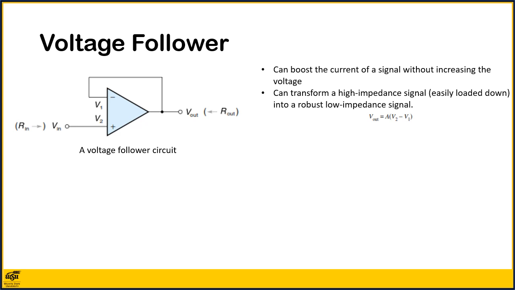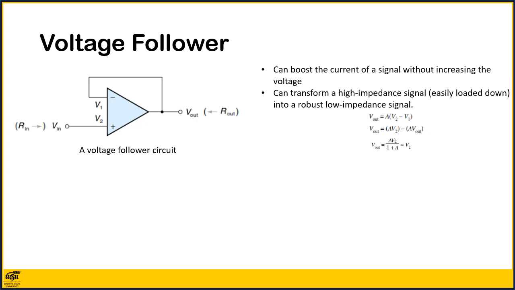We start with the basic op-amp equation. V out equals the gain times the difference of the voltage, V2 minus V1. In the circuit, V out is connected to V1. Thus, V out equals V1, and substituting V out and expanding, V out equals A V2 minus A V out.